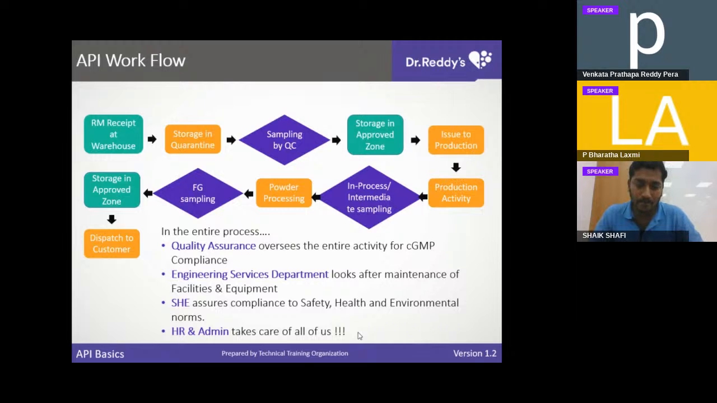Yes, Shafi, you can continue now. Any questions still? No, we will take it up towards the end. Yeah, not a problem. We are running short.